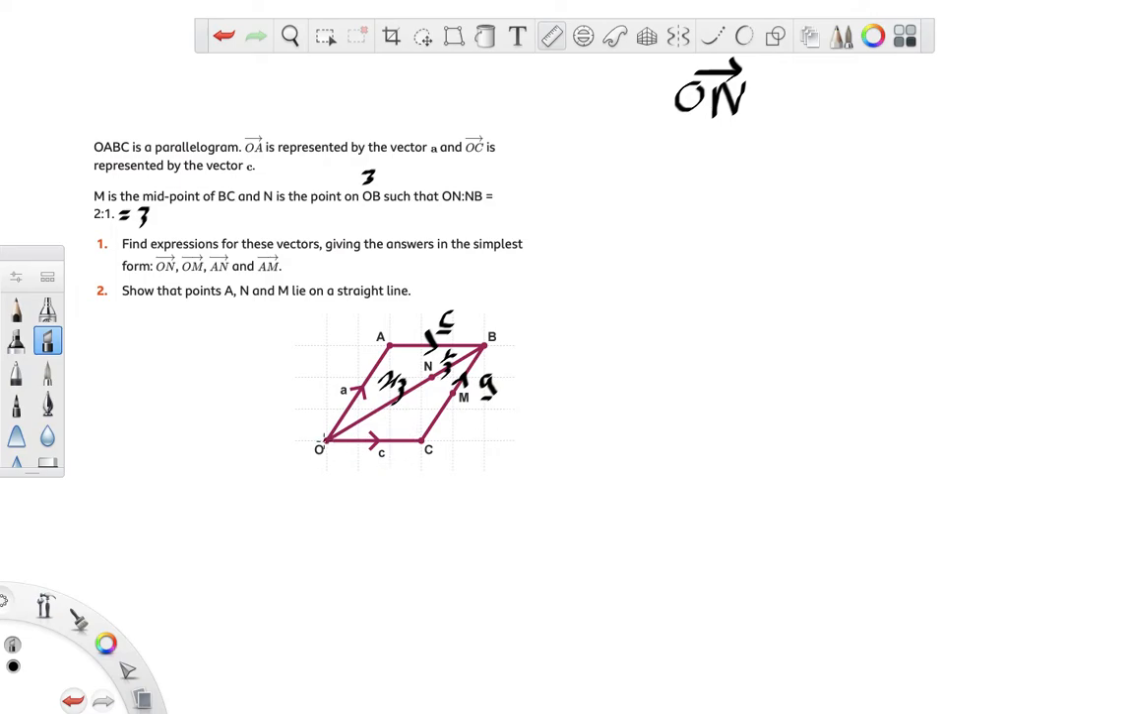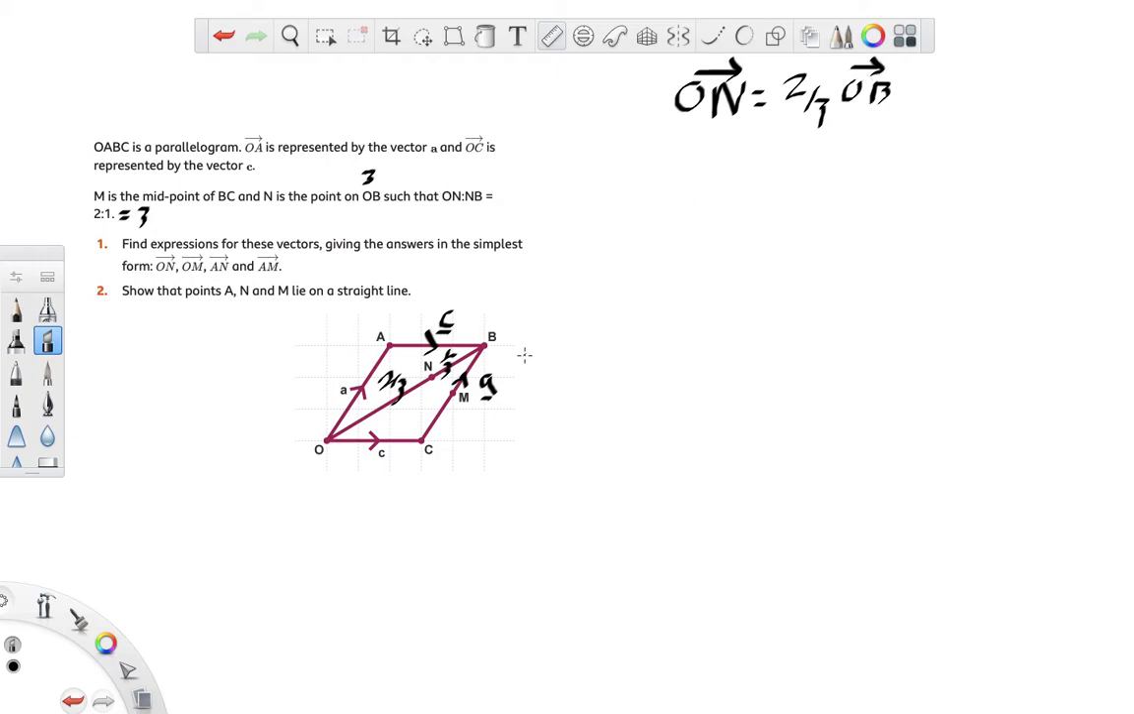Okay, so O to N. Well, O to N, so that's this part here, but we don't have a vector that defines that, so we've got to find an alternative route. How will we do that? Well, we know that O to N is 2/3 of O to B. So if we work out what O to B is and take 2/3 of it, then that will give us O to N. So O to N is 2/3 of O to B.